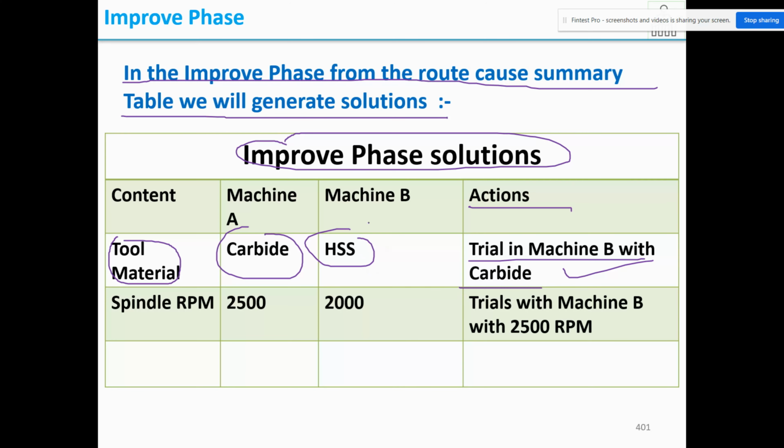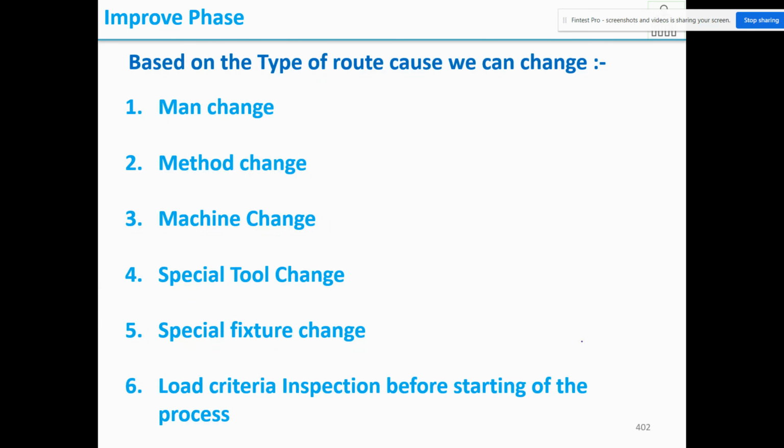Then coming to the second one, the spindle RPM root cause. 2500 was there in machine A, 2000 was there in machine B. Then what is the action? Trials with machine B at 2500 RPM. So we are going to do a trial with machine B by keeping 2500 RPM and check the dimension output. If it has consistency, or the result is matching with machine A, we are going to fix that and run it in production. So in the improve phase, we generate solutions and implement them.